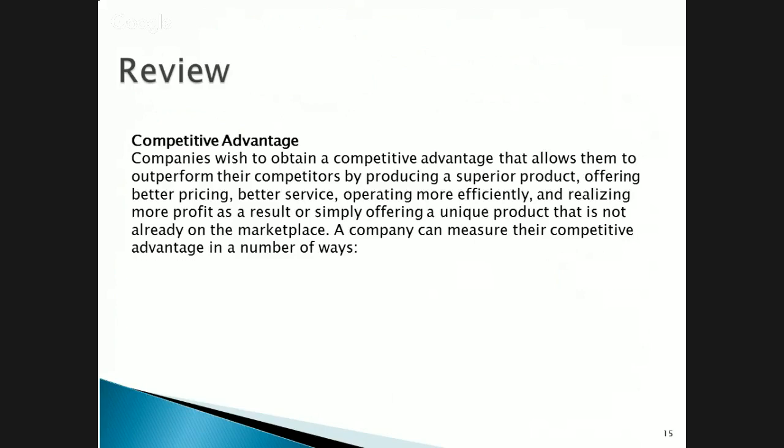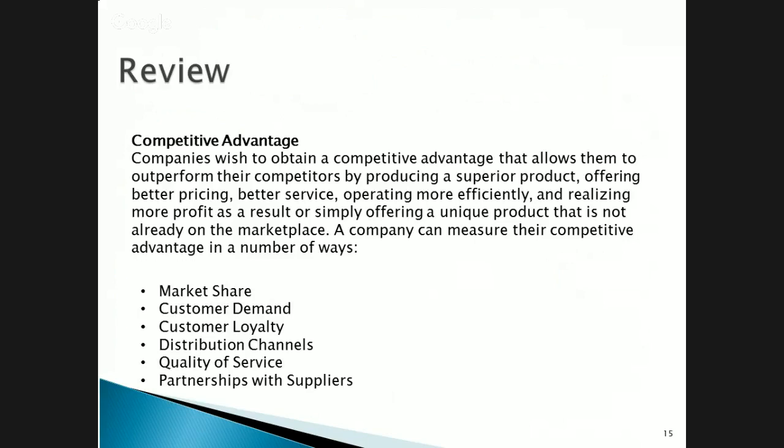A company can measure their competitive advantage in a number of ways. So they can measure it by market share, customer demand, customer loyalty, distribution channels, quality of service, or partnerships with suppliers. These can all positively affect their competitive advantage and give them an edge over other companies in the same industry. It's important to note that when we're talking about competitive and comparative advantages, we're discussing international business for the most part, but this exists obviously domestically as well.